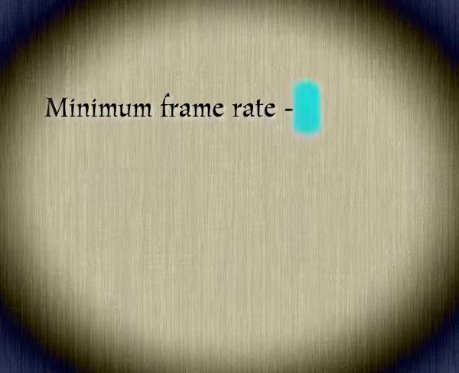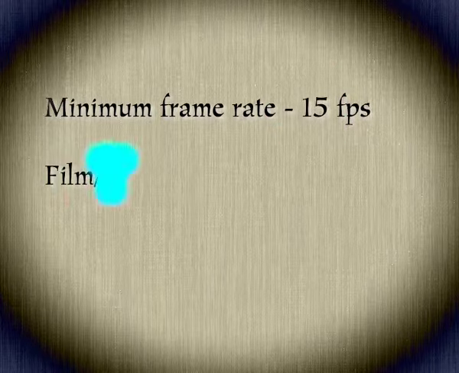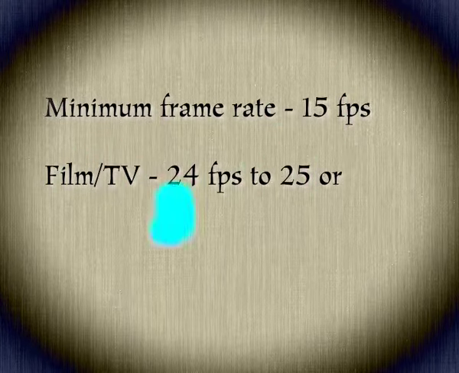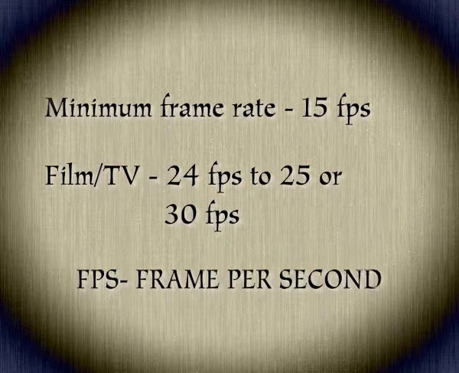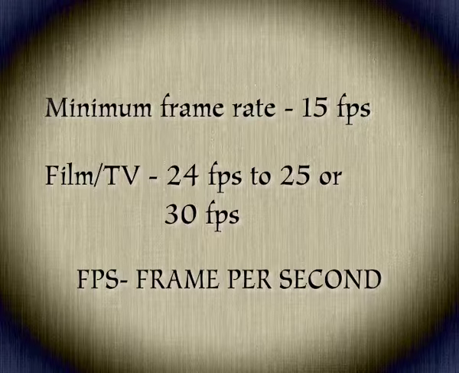So that was a brief history about how it all started. Basically, animation is produced by the rapid display of consecutive still images. The minimum frame rate for smooth transitions is about 15 frames per second. For film or TV, it's 24 frames per second to 25 or 30 frames per second. This is normal. For a smooth visual effect, higher frame rates may be necessary, and timing of frame display is important.